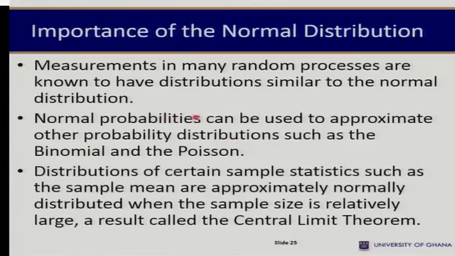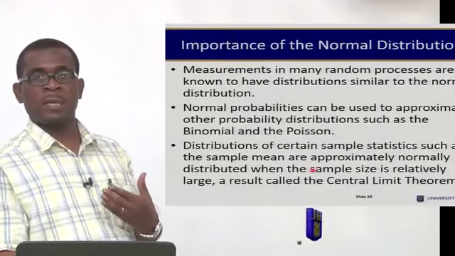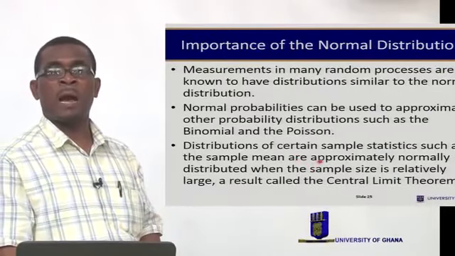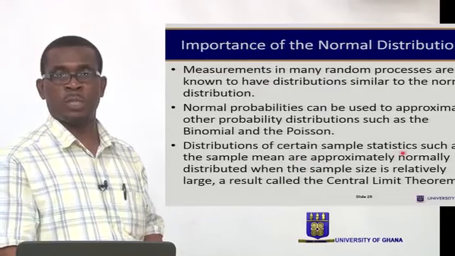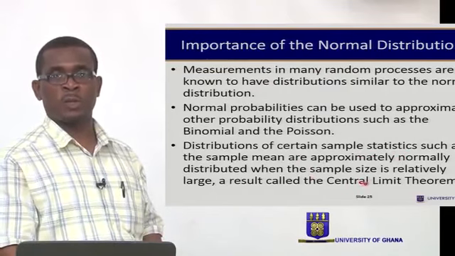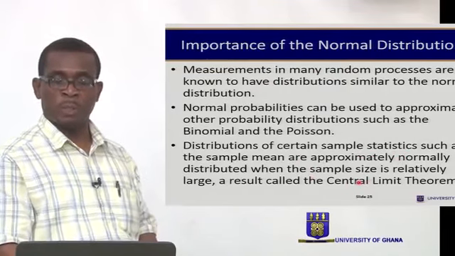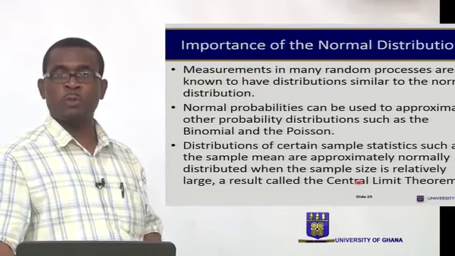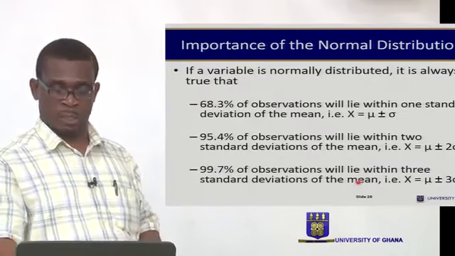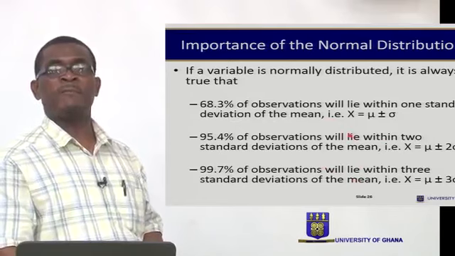And the normal distribution or probabilities can be used to approximate other probability distributions such as the binomial and the Poisson, and also the distribution of certain sample statistics such as the sample mean are approximately normally distributed, and this result is called the central limit theorem. So it allows us to do so many wonderful things that you will see shortly.